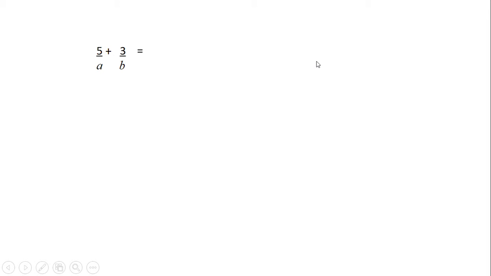Okay. I'm going to give you a chance to have a go at this one yourself. So just press pause and have a go at this. Okay, as you can see, the two denominators are a and b. Well, what did we do when this was 5 and this was 7? We multiplied the two together to get our new lowest common denominator.